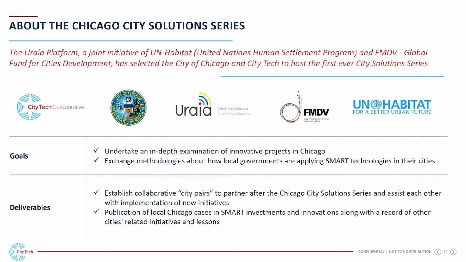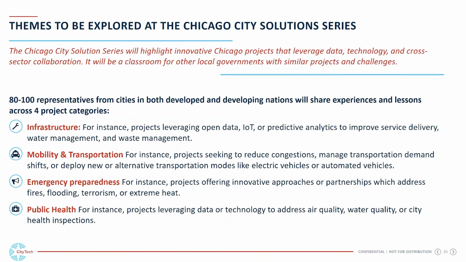So as Gabriel mentioned, they host a number of global workshops around the world for cities to come and share best practices, particularly as they learn to implement ICT technology. So for the first time, the Uraía as well as the City of Chicago and CityTech are coming together to host a new conference that will be an in-depth examination of innovative projects in Chicago, with an emphasis on how these methodologies to implement these projects in Chicago can be applied by local governments who would like smart technologies to be part of their city.